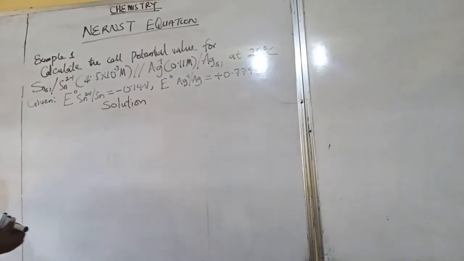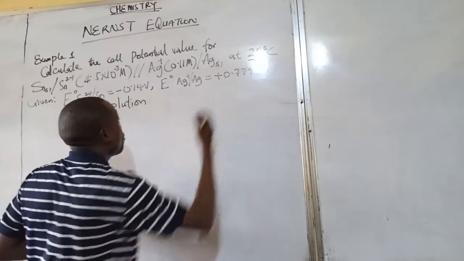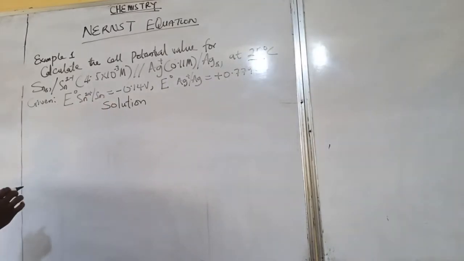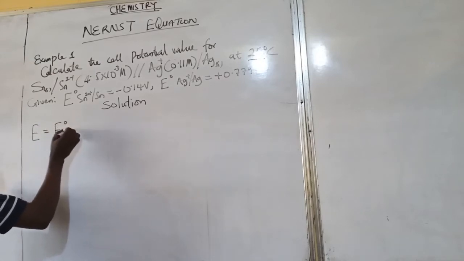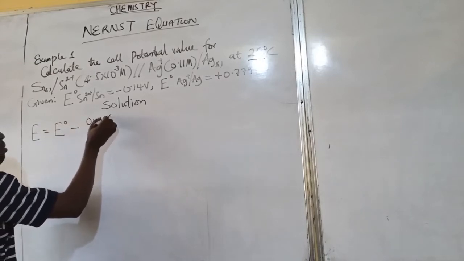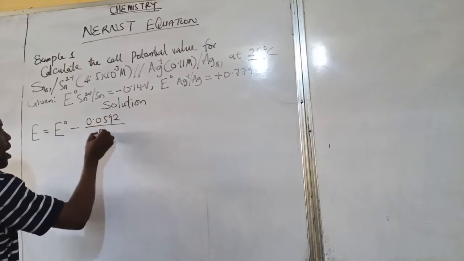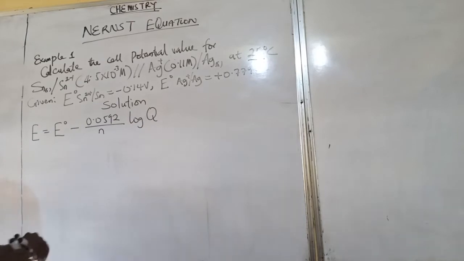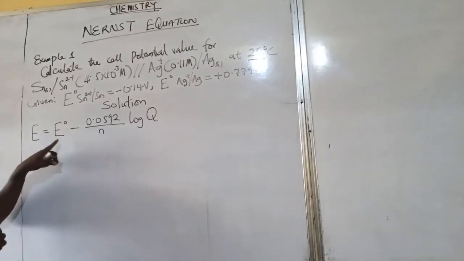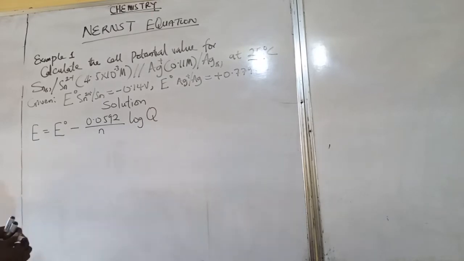Now, they've already told us it's at 25 degrees Celsius, so you know what to do, which is to use E is equal to E naught minus 0.0592 over n log Q at the first step. Now we move straight down to calculate our E naught, and we calculate our E naught as I've already done before.